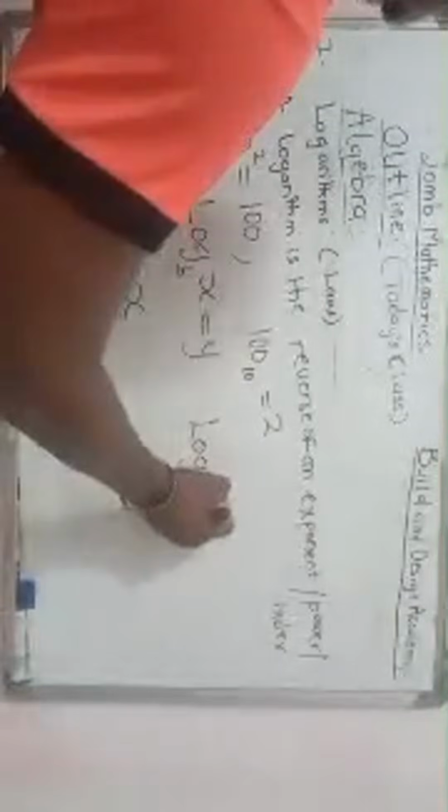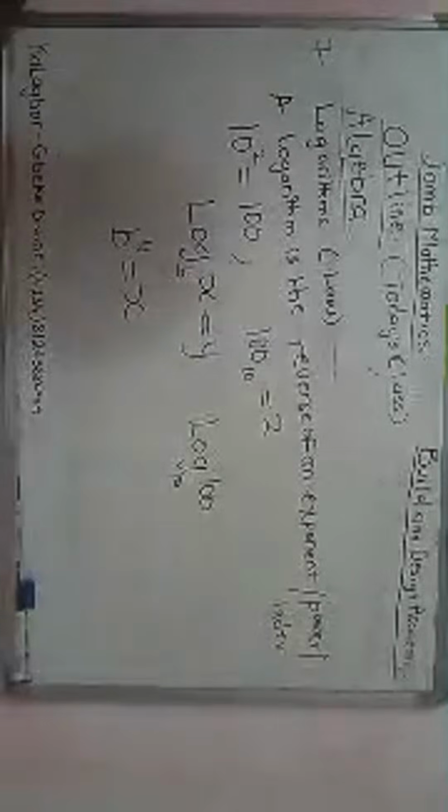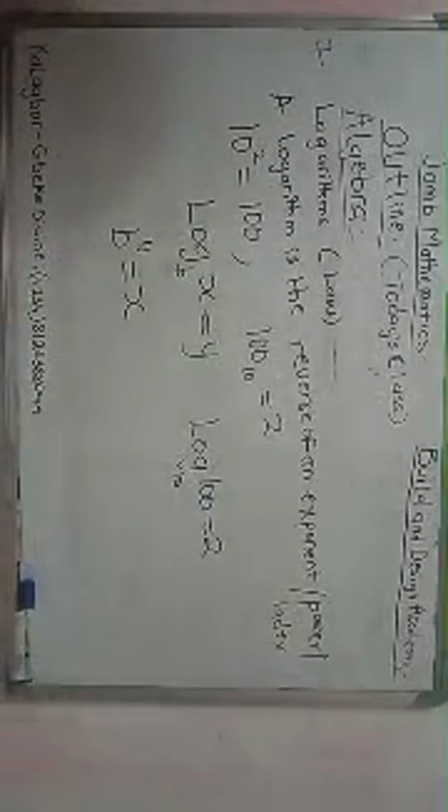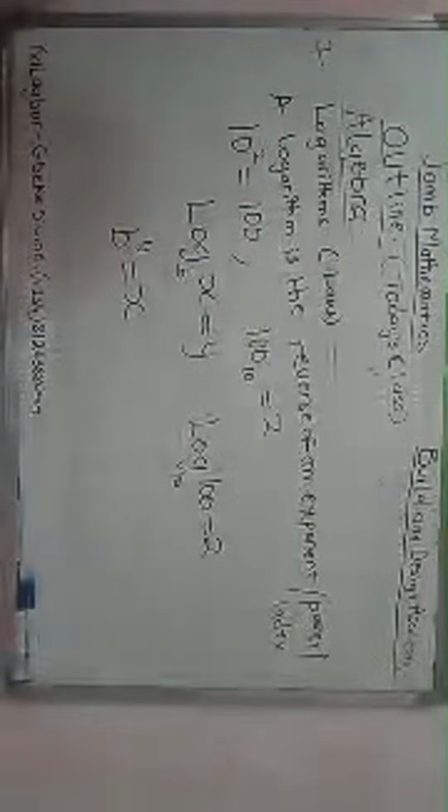So if we have log 100 to base 10, well, our answer is 2. Very simple. Log 100 to base 10, our answer is 2. 2 is simply telling us how many times 10 will multiply itself to get 100. Very simple.